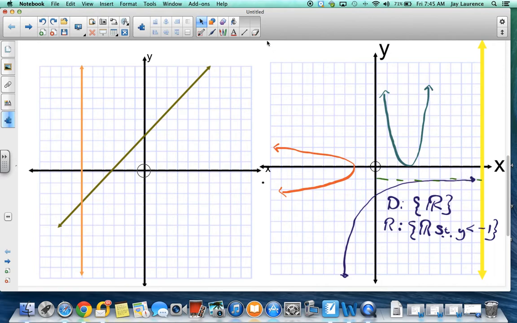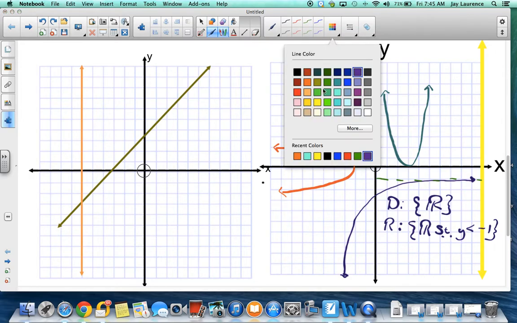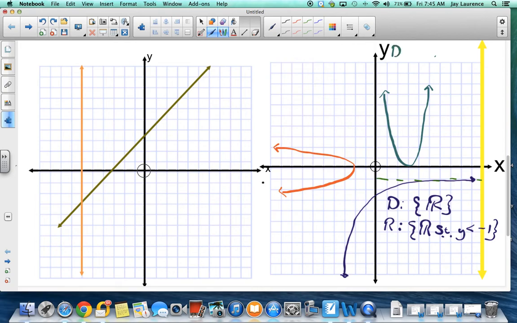All right, let's try the turquoise one. Let's do the domain and range first of all. All right, the domain. Well, remember that parabola is going to keep expanding, right? It's going to keep expanding. So the domain is going to be all real numbers. Some of you are thinking, hey, the domain's always all real numbers. No, it is not. Okay.